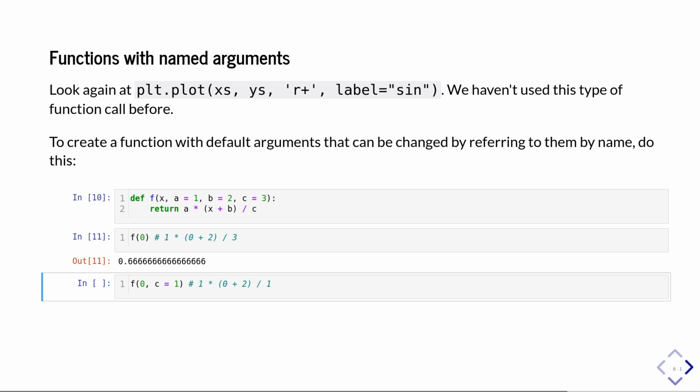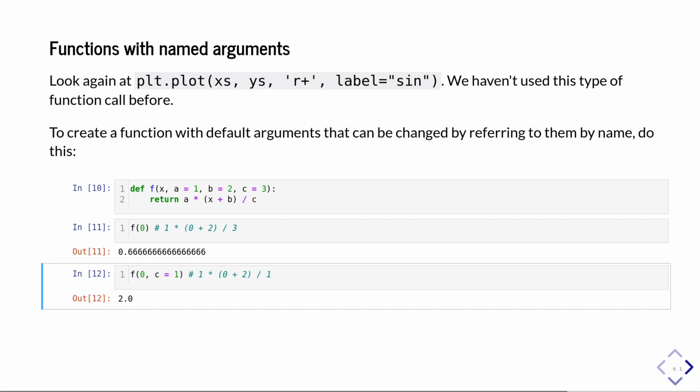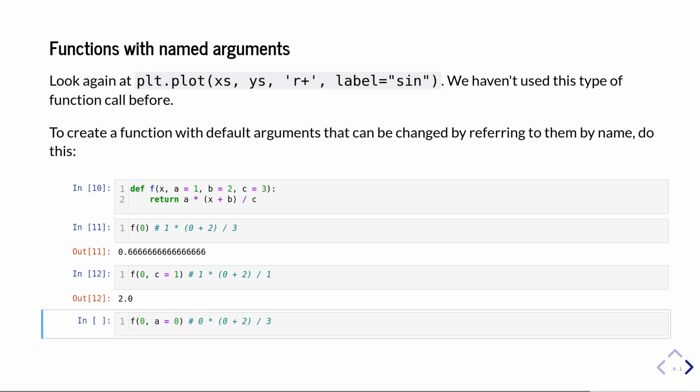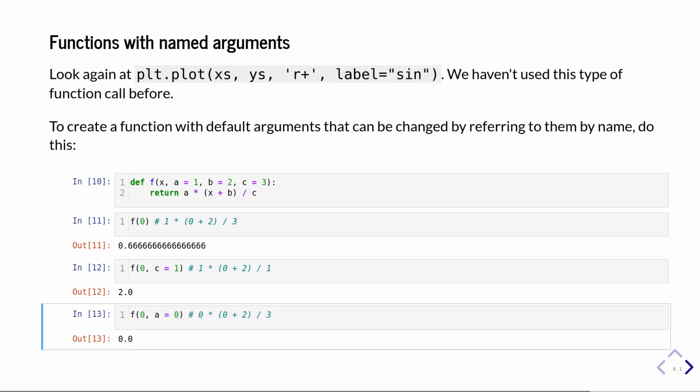So the computation it will be doing is 1 times 0 plus 2 divided by 1, because c is now 1. So when I run it, I get 2 as expected. On the other hand, you can use the same syntax to change a if you like, and if you change it to 0, you get this. And you're not just restricted to changing only one of the default arguments, of course. So if you wanted to specify b as well, you could do b equals 10, and then you specified 2 of the default arguments, and you'll get 0 this time.